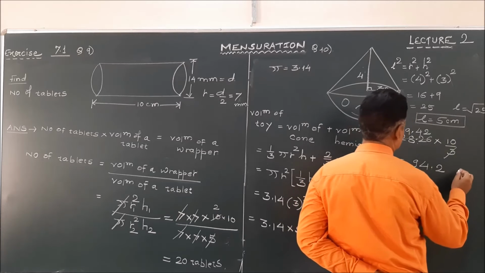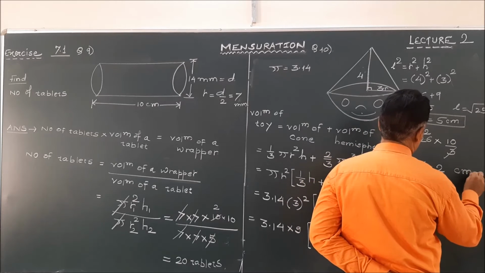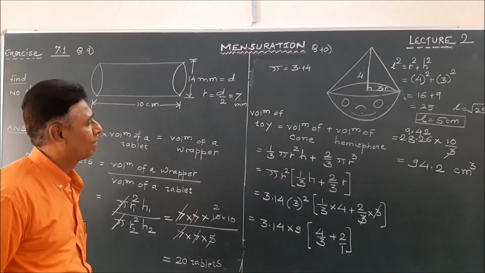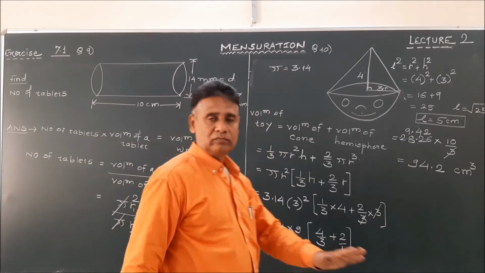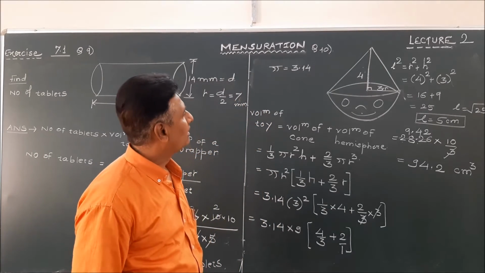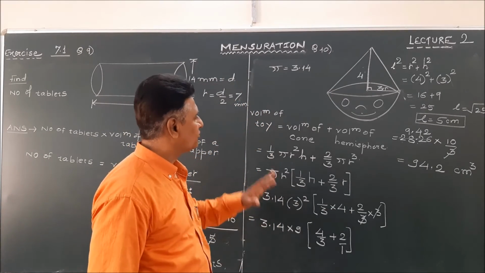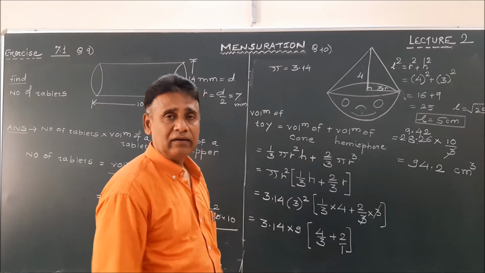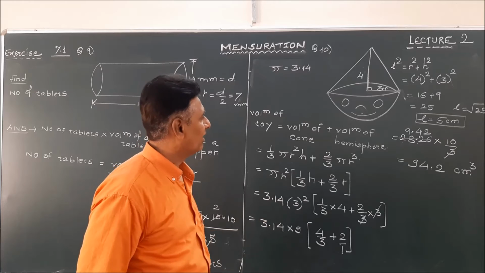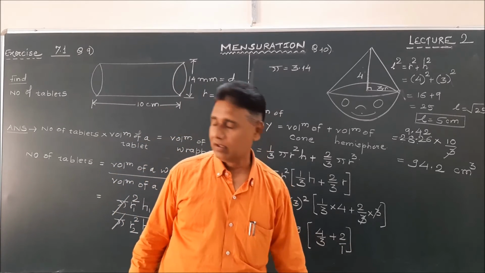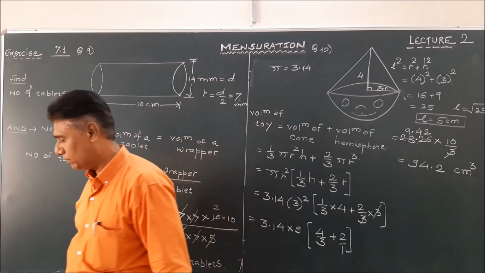But what is this? Centimeter cube. Why is it centimeter cube? Because it's a volume. Okay. So this is how we will be getting the volume of this toy. But we won't stop over here. We need to find out what? We also have to find out the surface area of this toy. Okay. Please review this once again.